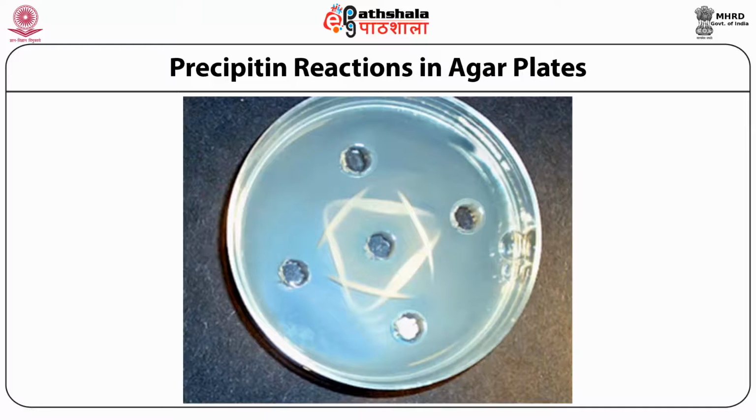Wells are then punched into the gel and the test solutions of antigen and antibody are added. Antibody is generally placed in the center. The solution diffuses out, and where antigen and antibody meet, they bind to each other, cross-link and precipitate, leaving a line of precipitation. Depending upon the different types of antigens which react with the antibody, different lines of precipitation emerge.